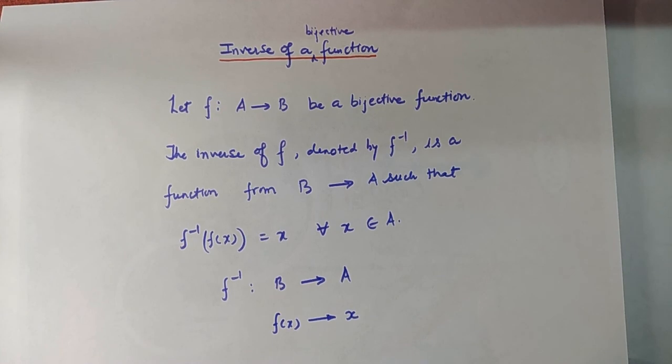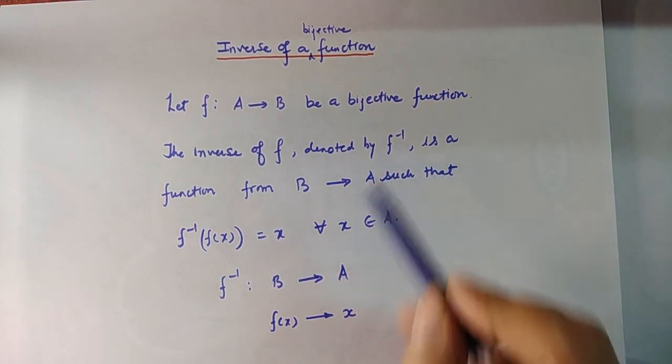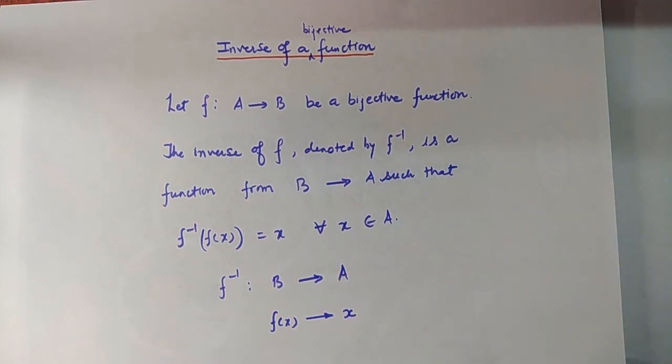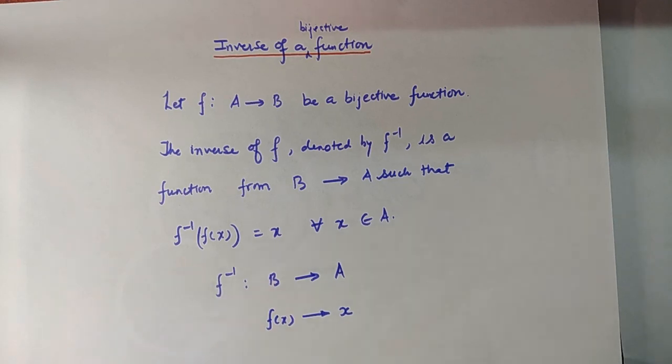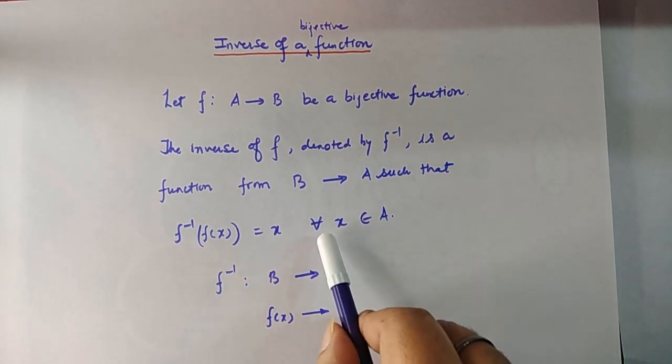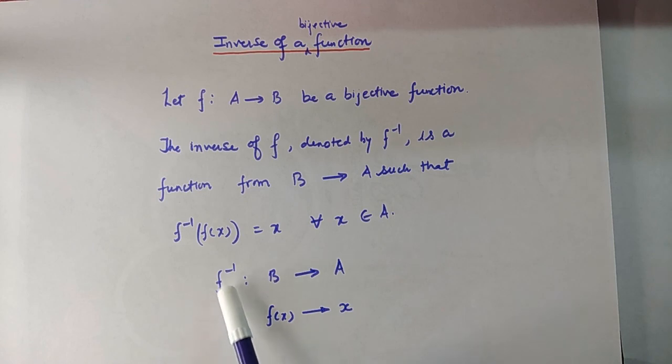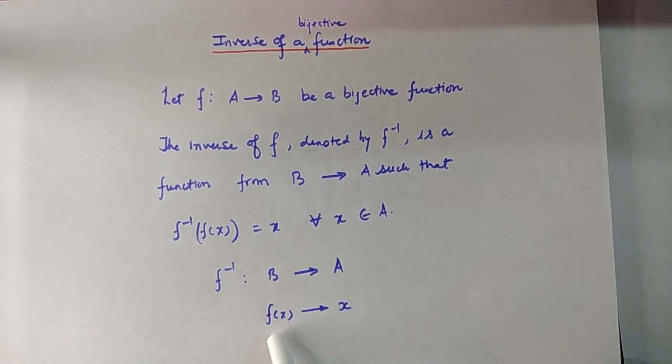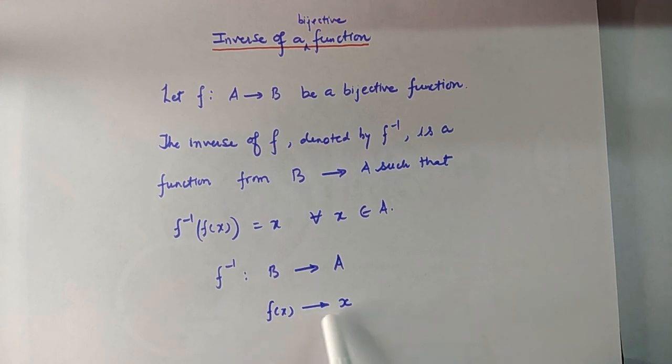Associated with the bijective function is a very important concept, that of the inverse. Let f from A to B be a bijective function. The inverse of f, denoted by f inverse, is a function from B to A. That is, for the inverse function, the codomain B becomes the domain and the domain of f, which is A, becomes the codomain, such that f inverse of f(x) is equal to x for all x belonging to A. So f inverse is a function from B to A which maps the point f(x) to x.